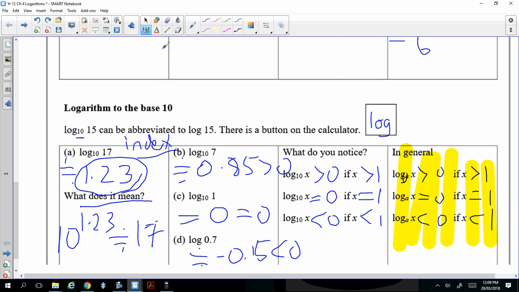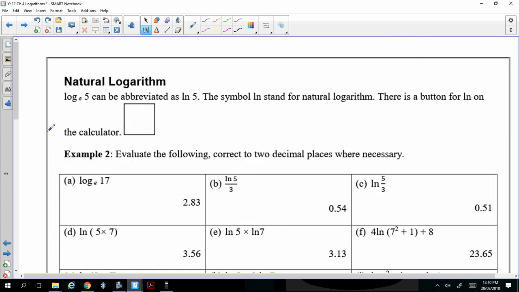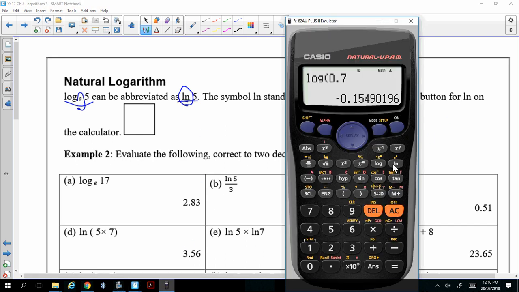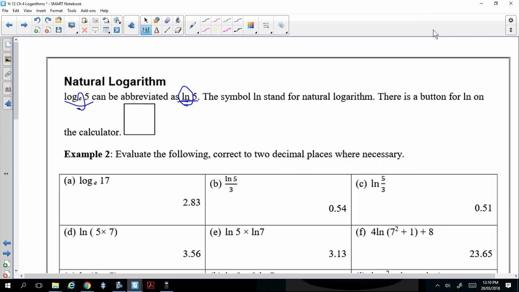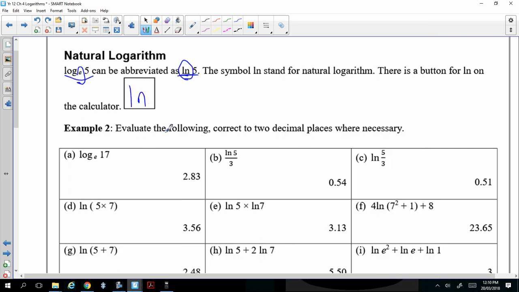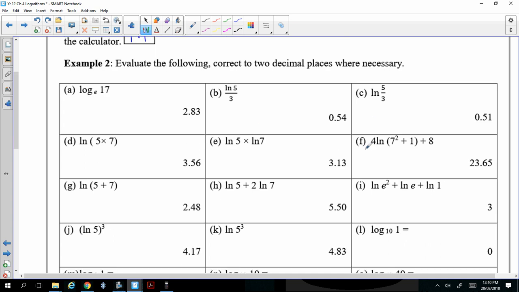Next page, we're going to use a calculator. There's another button on your calculator called ln. That ln stands for log base e. We learned about e already. So log base e is ln, and there's a button there which you can see, ln. So I want you to use this button to calculate this. The answers are given. I'll give you about 3 minutes to calculate this.